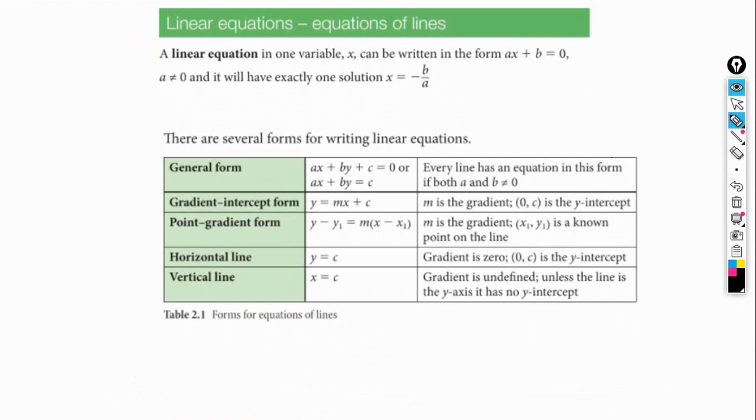So in the next slide, you're going to find a brief explanation on linear equations or equations of lines. Now, there are several ways for writing linear equations. You have the general form, which is this one here, where you have ax plus by plus c equals 0, and you can write it as ax plus by equals c.